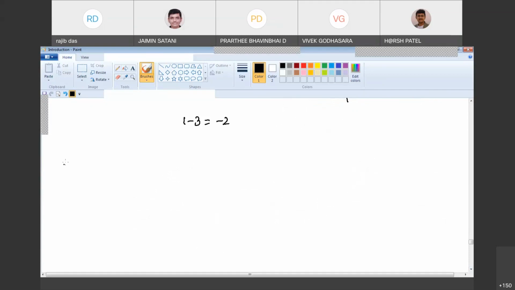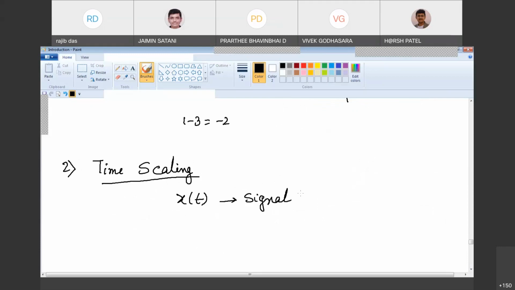Now the second one, time scaling. Now if a signal is given, this is your original signal. Now we want to understand what is the shape for, suppose, x of at. What is this? Now something is multiplied with t. For example, x of 2t, or it could be t by 3 as well. So what is the shape?